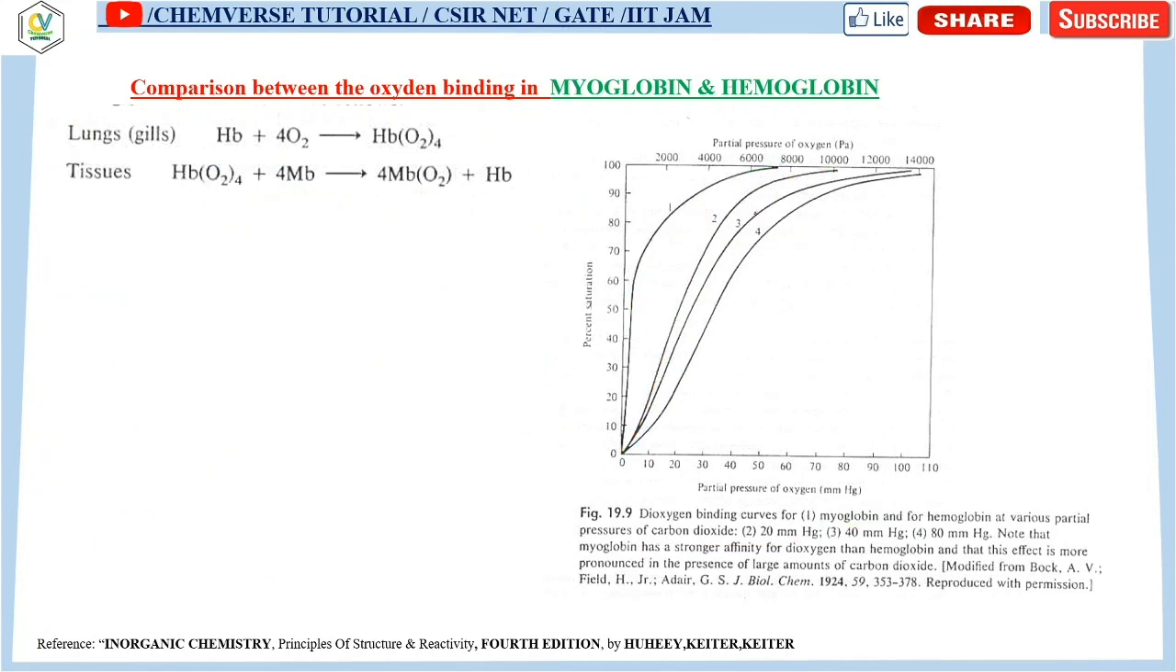Now if I consider these three sigmoidal curves written over here for hemoglobin, these curves are for hemoglobin but at different partial pressures of carbon dioxide. For 2, the partial pressure of carbon dioxide is 20 mm Hg. For 3, it is 40 mm Hg, and in the case of the fourth curve, it is 80 mm Hg. So it is nothing but the concentration of carbon dioxide.